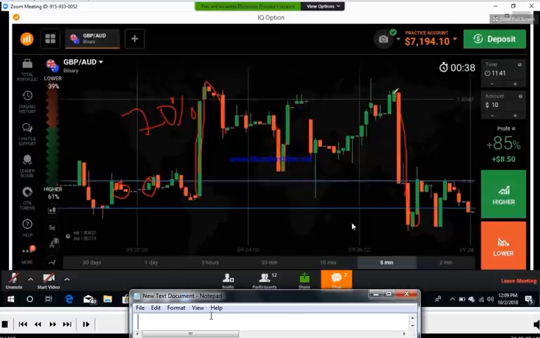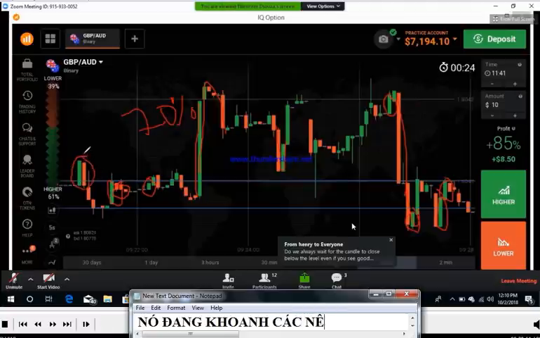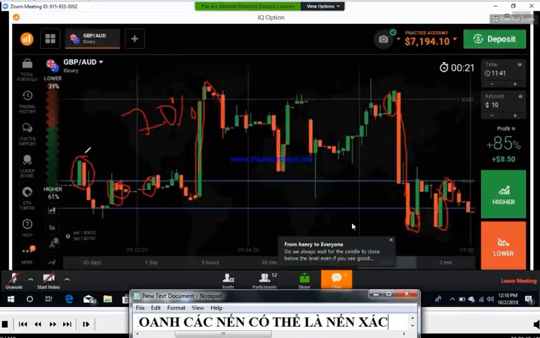Always take this type of confirmation, and this one too. Sometimes you can take this one too, this one and this one. So these are strong candles. We can take these as confirmation candles.